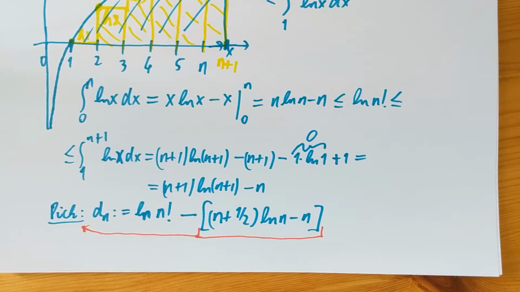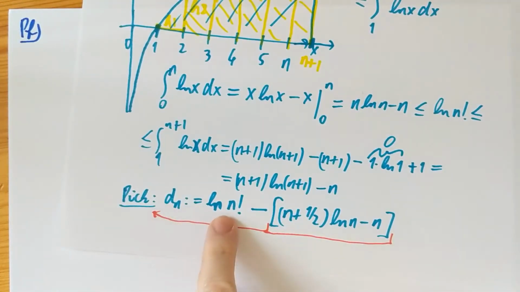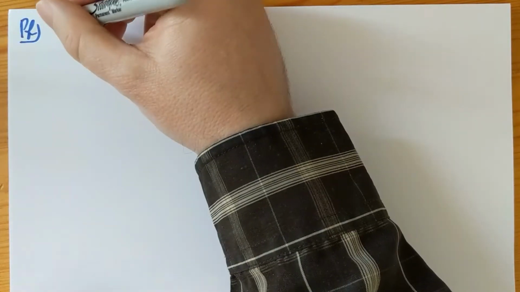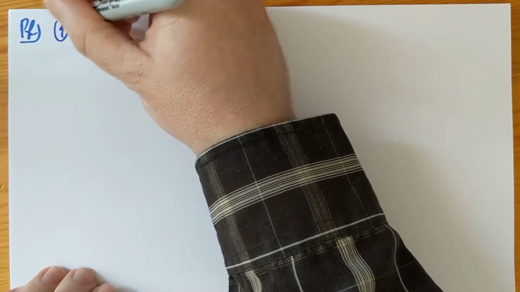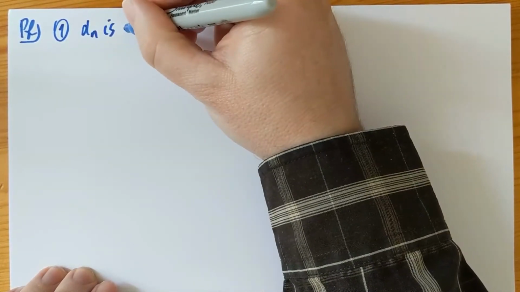So we're going to start this proof. So we're going to proof of Stirling's formula now. And we're going to start this proof by looking at this dn exactly. Okay, so proof. We are looking at this dn, log of n factorial minus n plus half log of n minus n. And we're going to show 2 points. Step 1, we're going to show that dn is monotone decreasing.